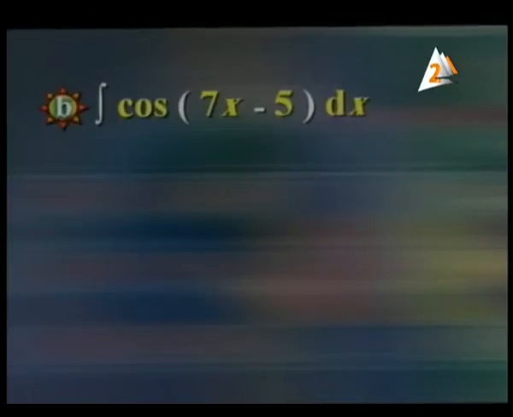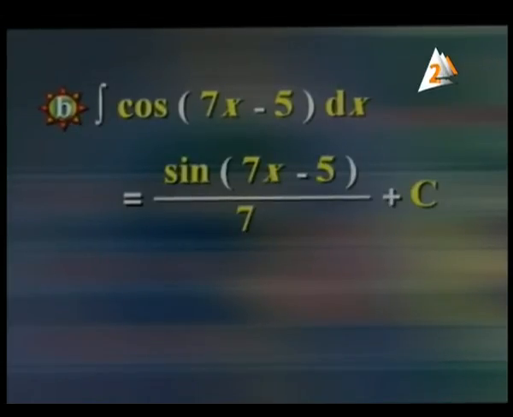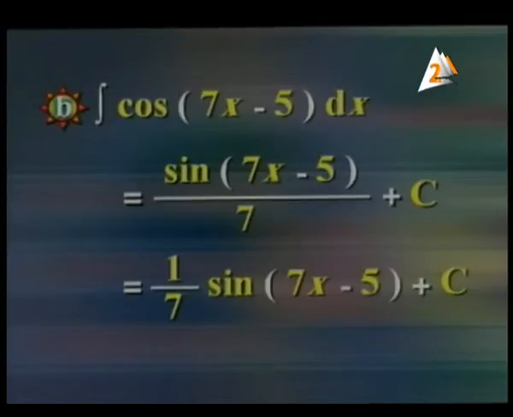Number B. What is the integration of cosine bracket 7x minus 5 dx? Look, dear student, integration of cosine is sine. Integration of cosine bracket 7x minus 5 is sine 7x minus 5 over the coefficient of x, which is 7, plus c. Therefore, the answer is 1 over 7 sine 7x minus 5 plus c.